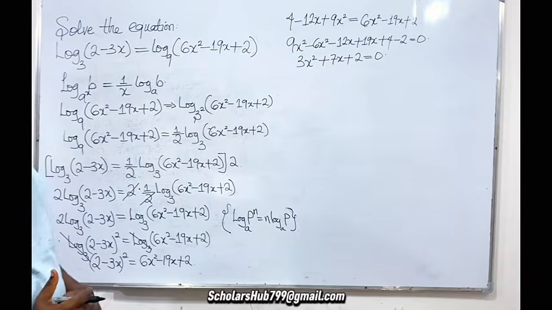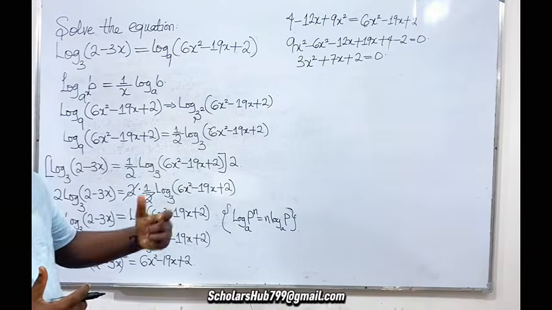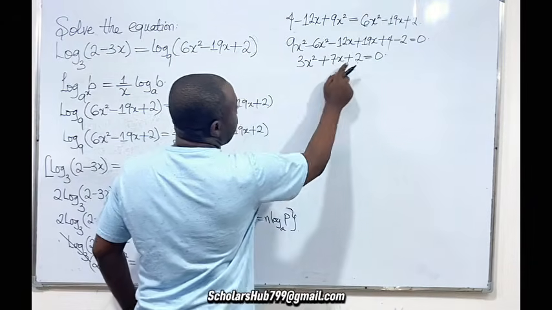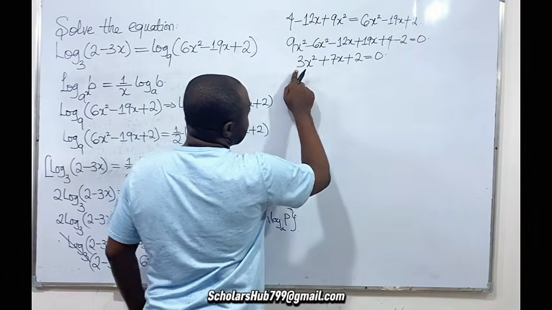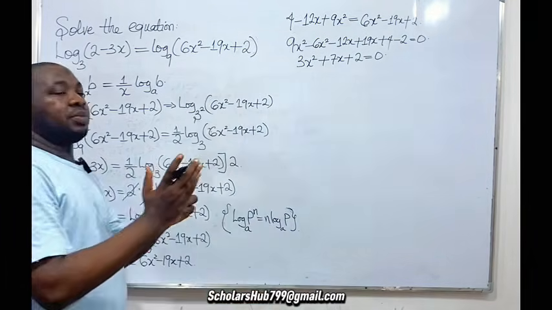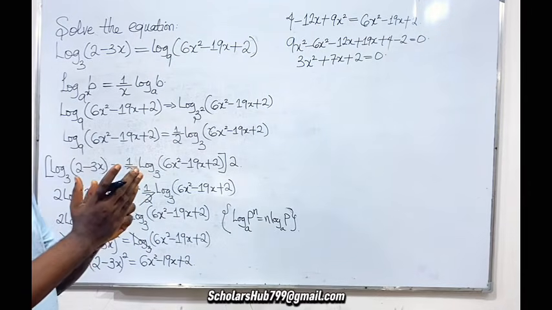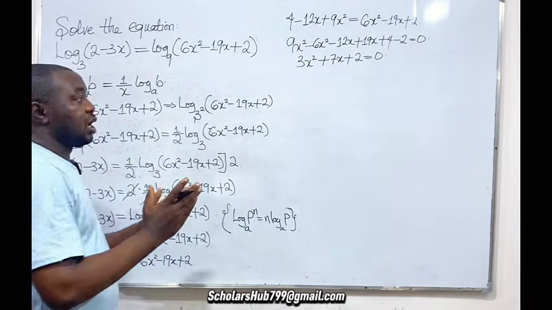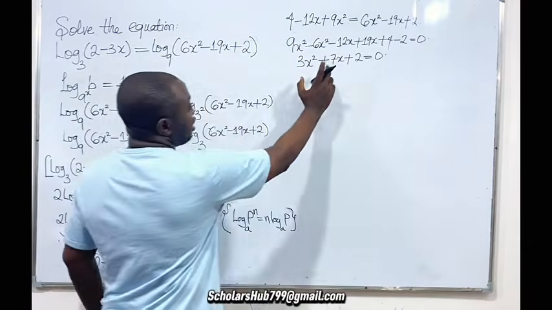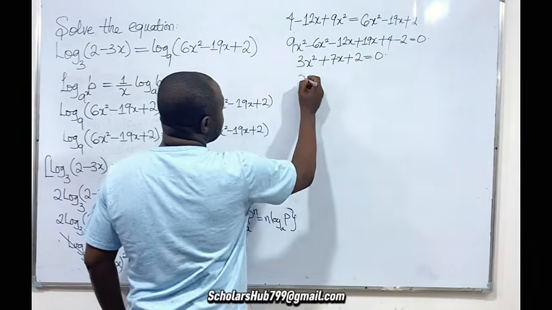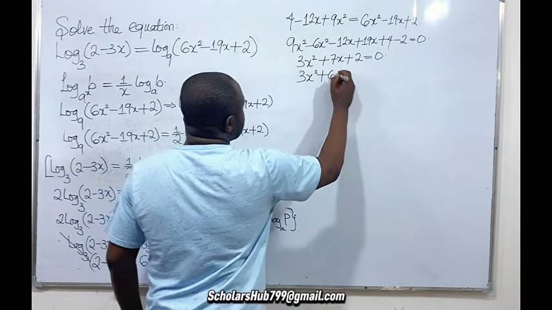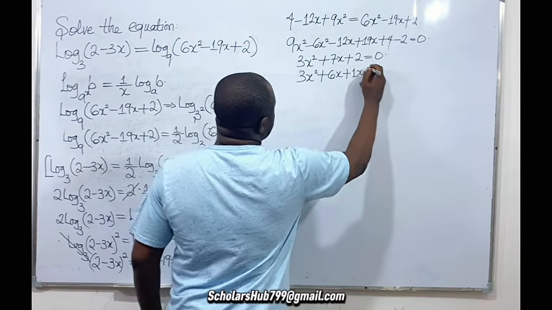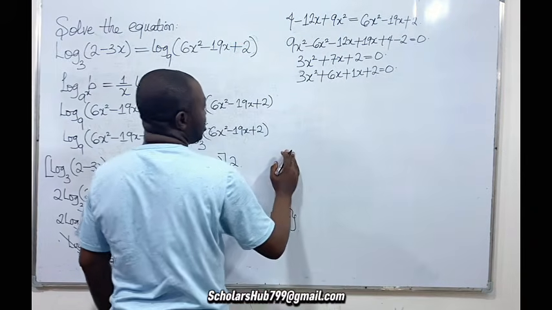To solve this quadratic equation, I'm going to make use of the method of factorization by splitting the middle term. The two factors of our product, which is 3 times 2, that's 6, are multiplied to get 6, and when added will give us 7. That will be 6 and 1. So this will be 3x squared plus 6x plus 1x plus 2 equals 0.